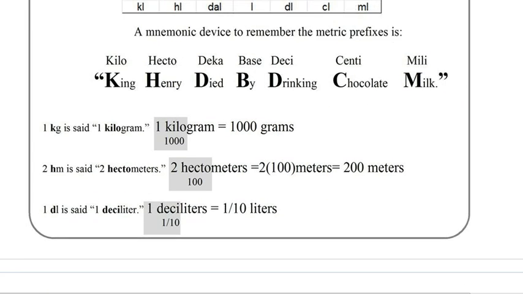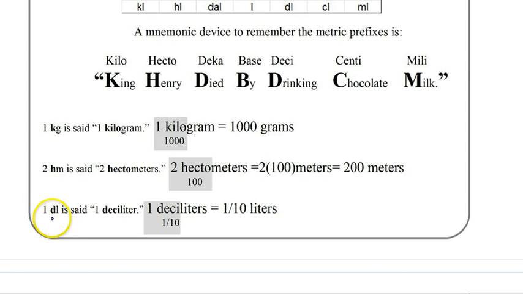Alright, and just to go over it again, if you said 1 kg, that's 1 kilogram. So that kilo right there stands for 1,000. It means 1,000 grams, just like this. So 1 kilogram, 1,000 grams. A gram is about a paper clip, so it's like 1,000 paper clips. If you had a 2 in front of HM, so 2 hectometers, hecto stands for 100. We have 2 of those, so it means 200 meters.